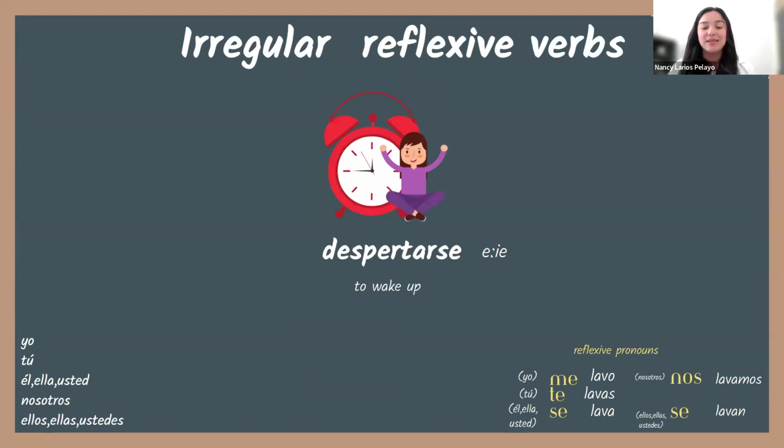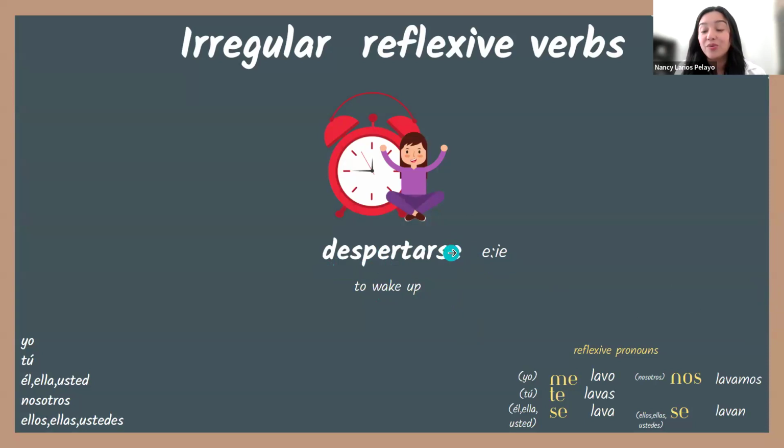Now, despertarse, right? We also saw this one in the previous lecture. Also changes in the stem from E to IE. Now, this one's a bit tricky because you think about it, you're like, well, there's two E's, right, in the stem. Which one do we change? And so the one that changes is the second one, right? This E right here is the one that you're going to replace with IE, right?